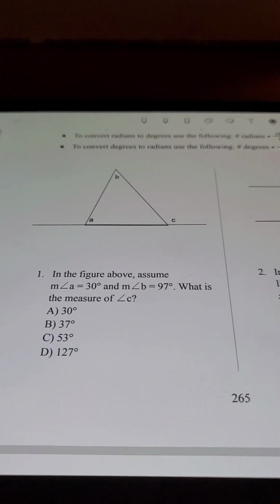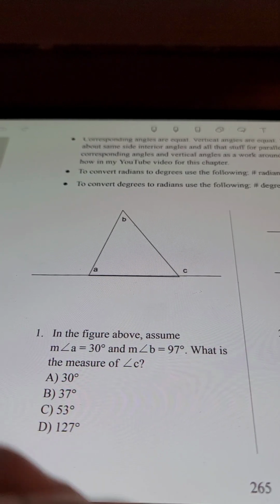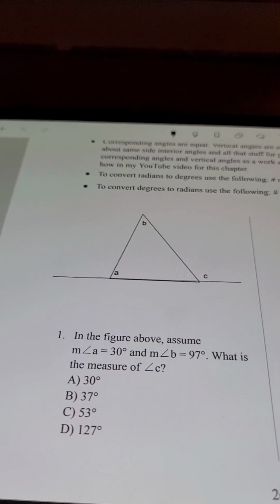So yeah, let's get started. So there's just some notes up there. I go over that in my ACT video, which I'll probably link in this description later on. But let's start with number 1.